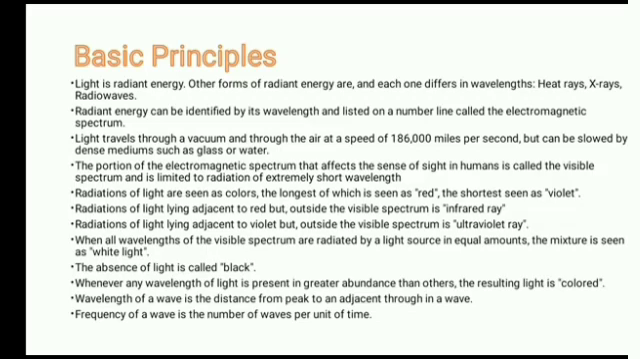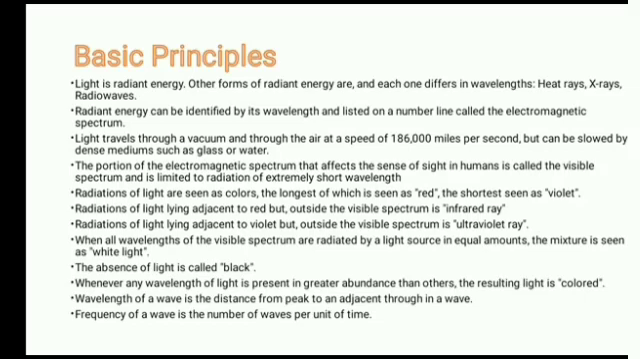When all wavelengths of the visible spectrum are radiated by a light source in equal amounts, the mixture is seen as white light. The absence of light is called black. Whenever any wavelength of light is present in greater abundance than others, the resulting light is colored. Wavelength of a wave is the distance from a peak to an adjacent trough in a wave. Frequency of a wave is the number of waves per unit of time.